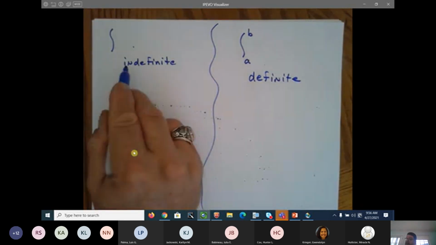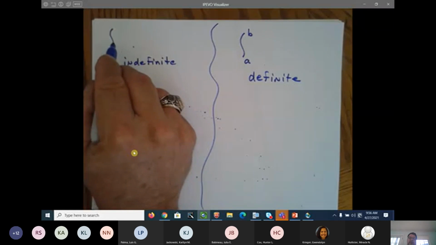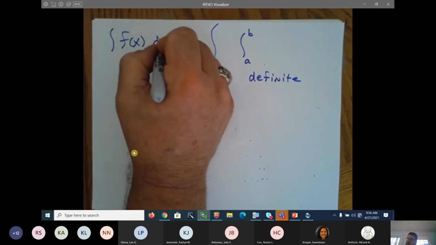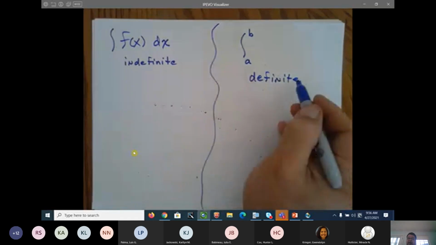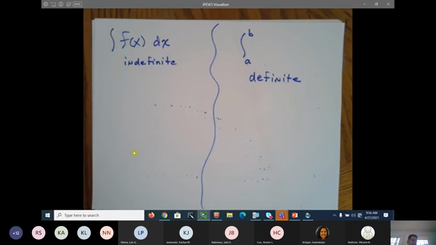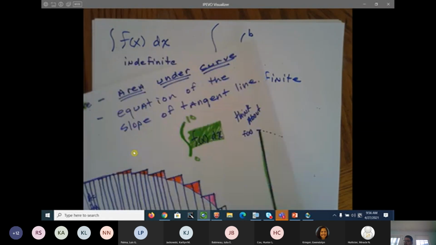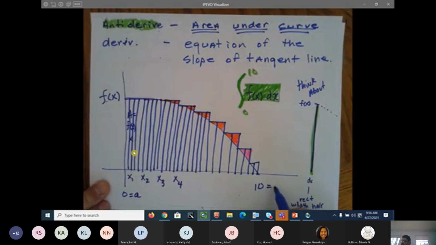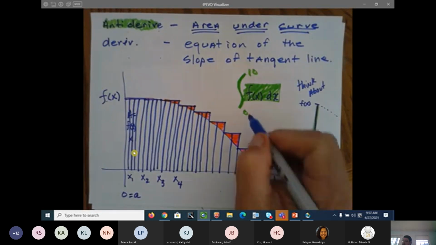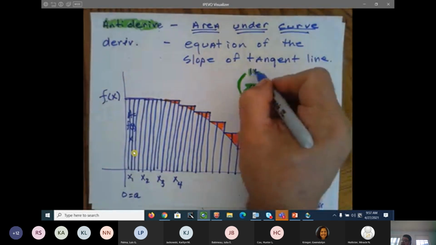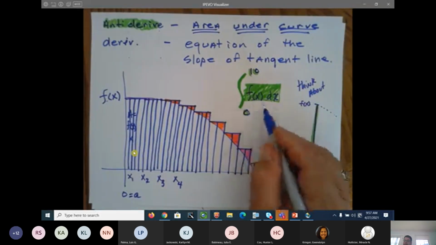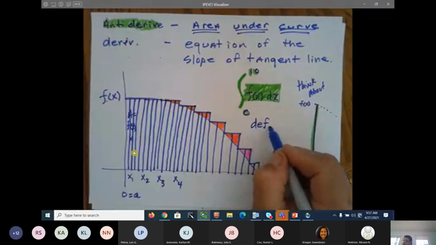Okay, the indefinite does not have an a and b. It's just f of x dx. The definite integral has an a and b, like we did. Well, where is it? Here's our a, and here's our b. So that'd be 0 to 10. This right here is a definite integral.